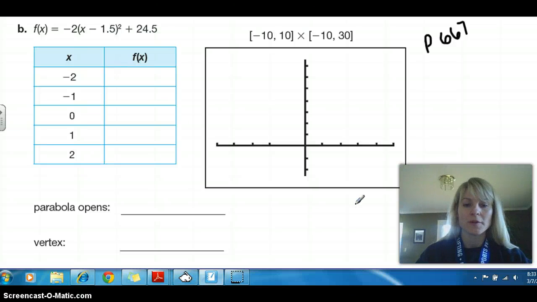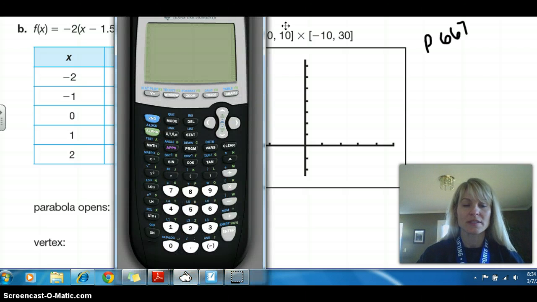Okay, so I would like for you to be into volume 2 of your textbook, and you want to go to page 667, and you will see part B here. What I would like for you to do is you'll see that it has the quadratic equation here, and I want you to complete part B. I want you to notice your window range here. Once you bring up your calculator, this is telling you what to set your window at.